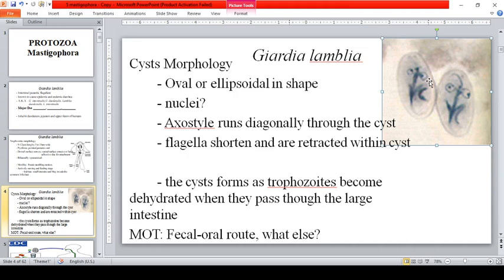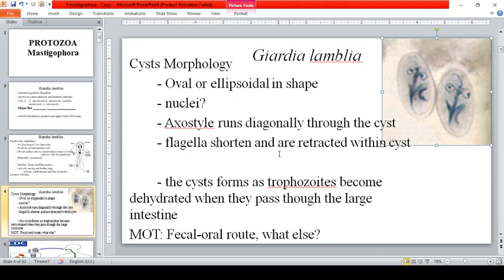Okay, so the axis style runs diagonally through the cyst. The flagella shortened and are retracted within the cyst. Therefore, the cyst does not contain the flagella outside its main structure. Okay, kasi nga nasa loob na yon. Flagella shortened and are retracted within the cyst.